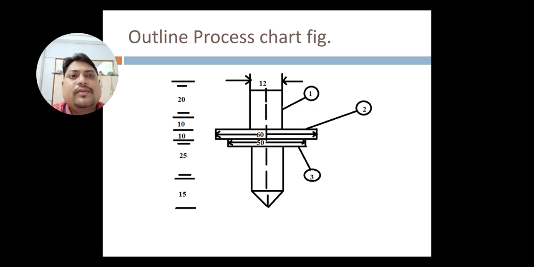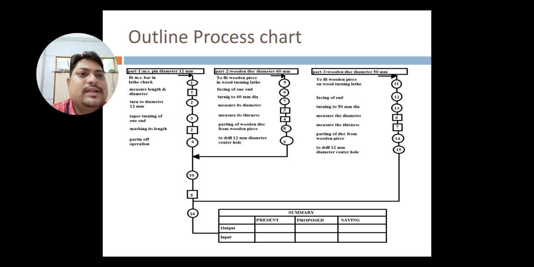Let's see one of the charts, that is the outline process chart. You can see here one product is given. Two wooden discs are there, one of 50 mm diameter, another of 60 mm diameter, and one MS pin is inserted inside both wooden discs. The whole diameter is 12 mm. So here three different parts are there. First of all, by operation and inspection, we will manufacture all these three parts individually. Then one by one we will assemble them.